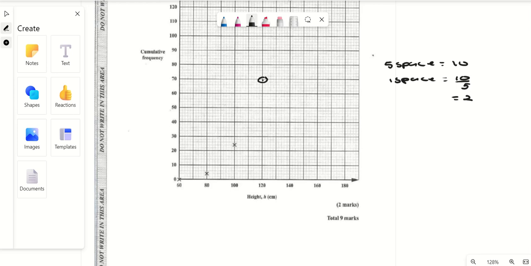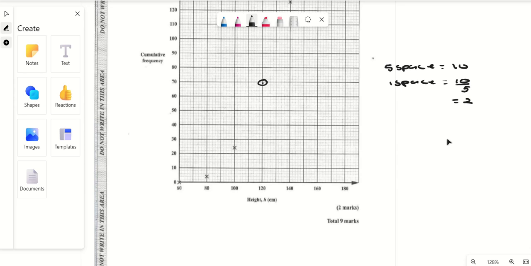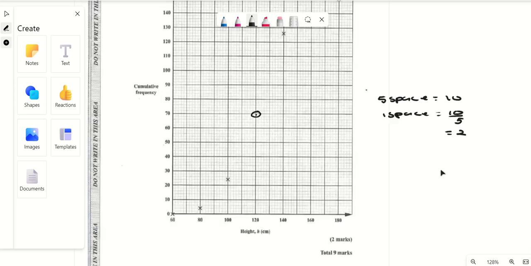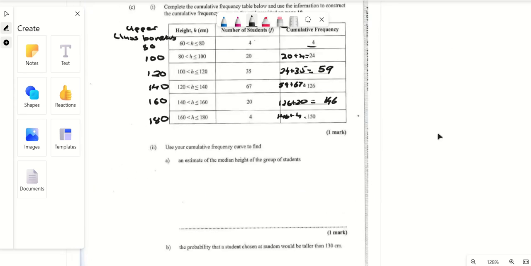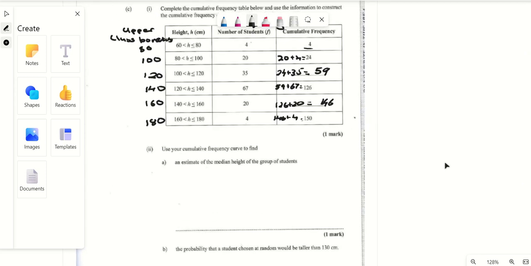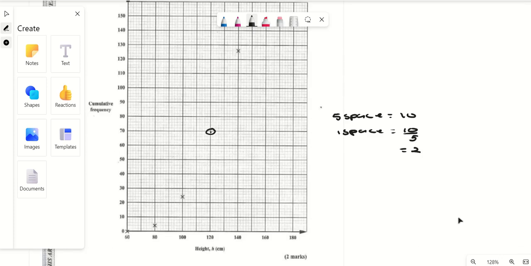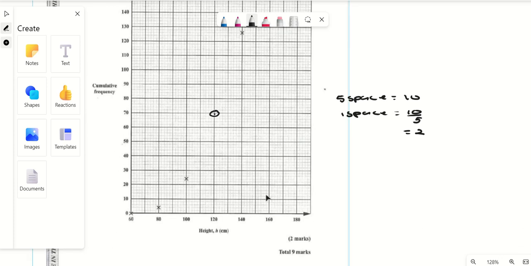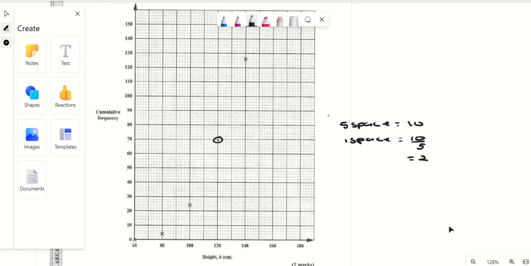Just gonna make a circle, right? And that is how you would plot this first point, 59 and then 120. Then the next one is 146. So when my height is between 140 to 160, we know the upper class boundary is 160. Our cumulative frequency is 146. So our x-axis would be 160 and our y-axis would be 146.